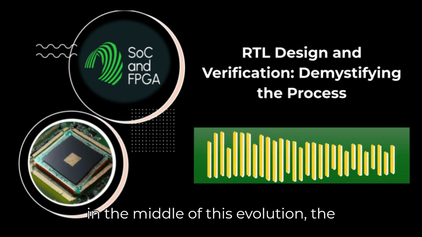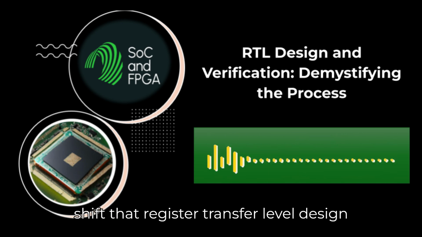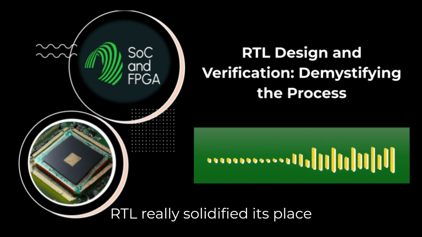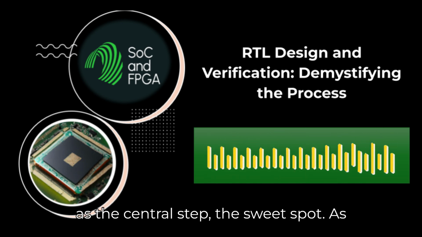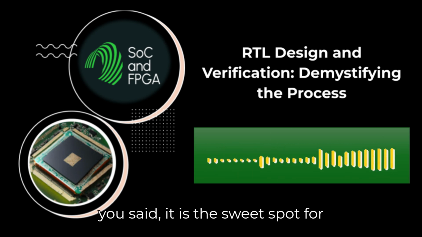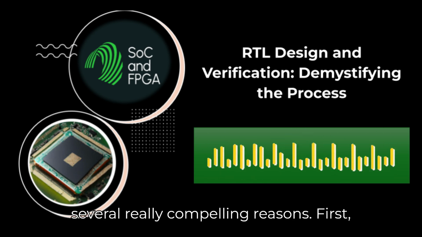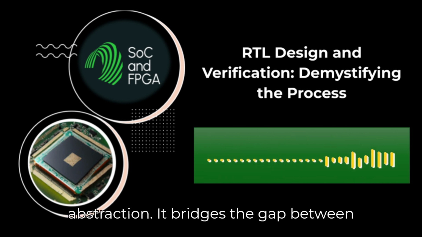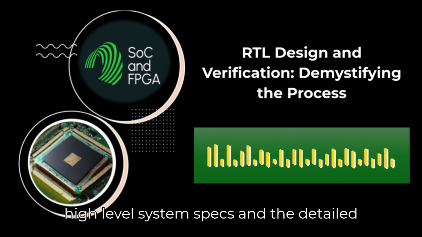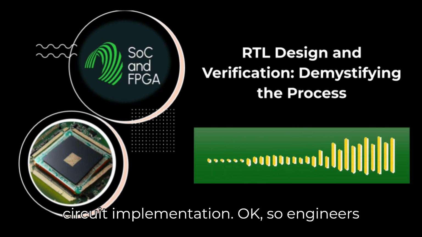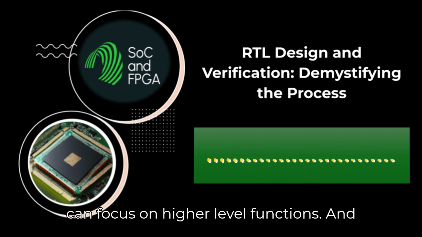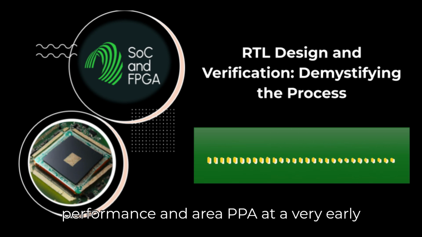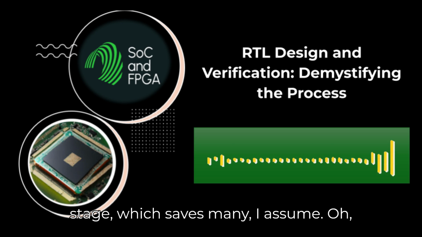And it was right in the middle of this evolution, the shift, that register transfer level design, RTL, really solidified its place as the central step, the sweet spot, as you said. It is the sweet spot for several really compelling reasons. First, it offers just the right level of abstraction. It bridges the gap between high-level system specs and the detailed circuit implementation. So engineers can focus on higher-level functions, and this is critical, optimized for power, performance, and area, PPA, at a very early stage.